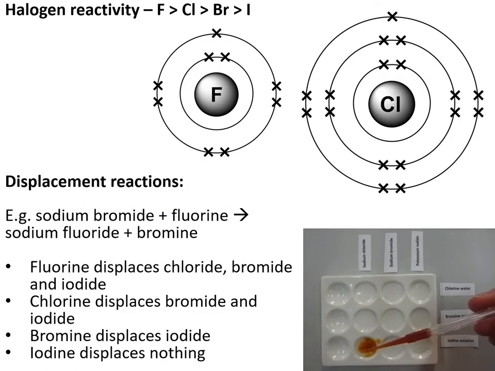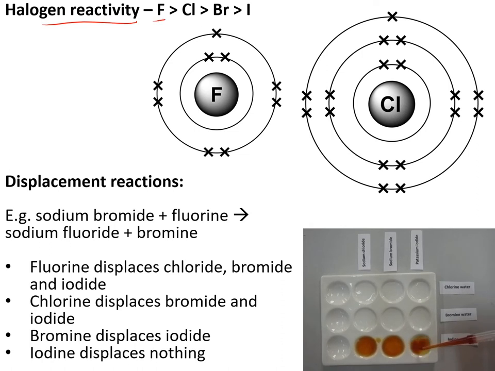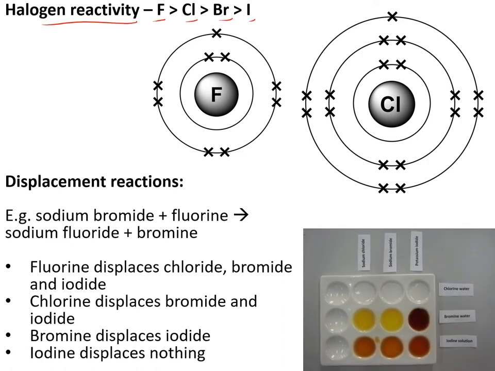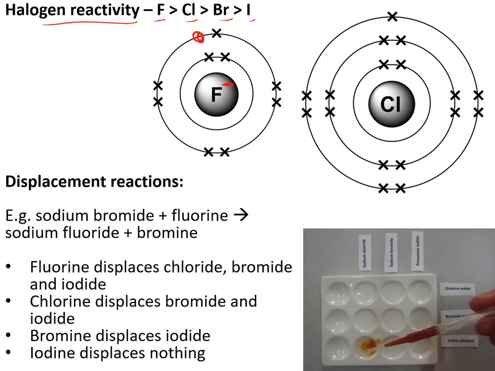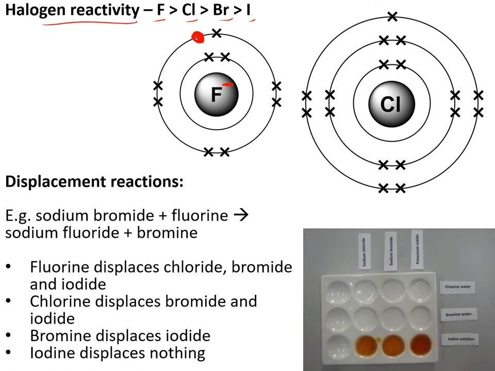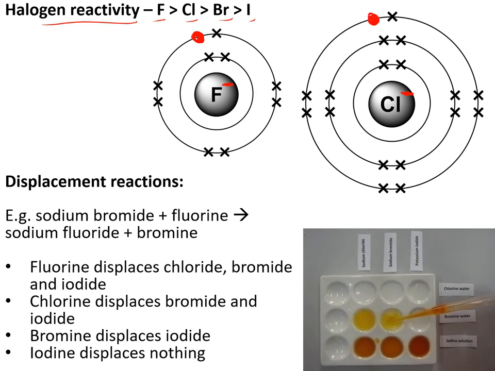Now, in terms of the reactivity of the halogens, fluorine is most reactive, then chlorine, then bromine, then iodine. And the reason why is because of the way they react. So, as we said on the last slide, when they react, they form halide ions. So fluoride, chloride, bromide, and iodide. Now, these are negative ions. So to make a fluoride ion, F minus, we're going to gain an extra electron from a metal. Okay. To make a chloride ion, Cl minus, we're going to gain an extra electron from someone. Just draw that in as a dot. Okay.